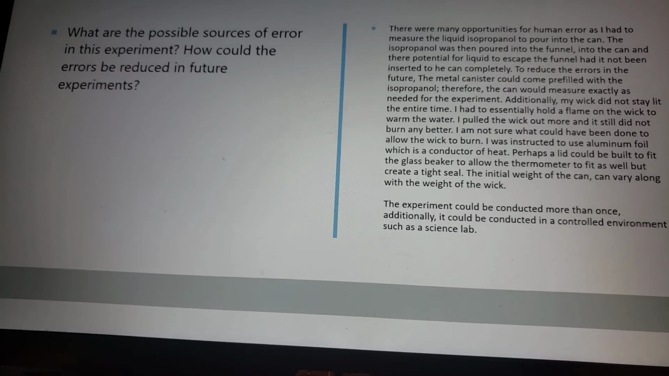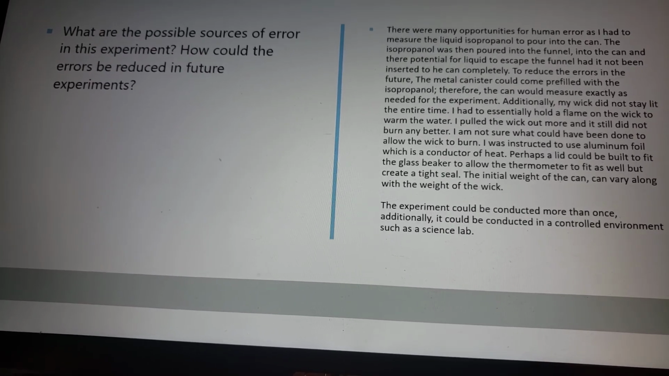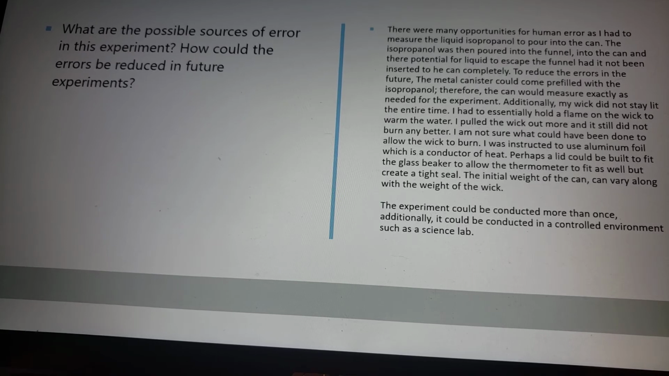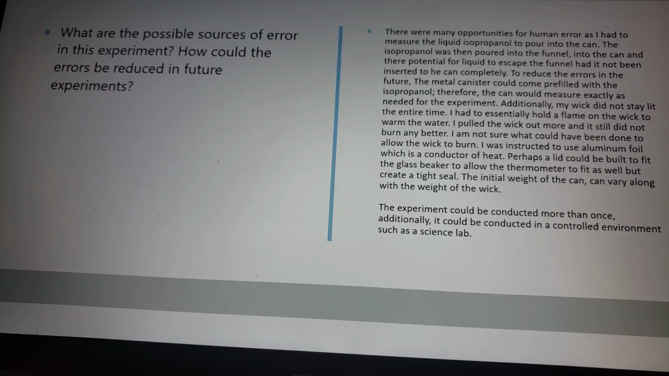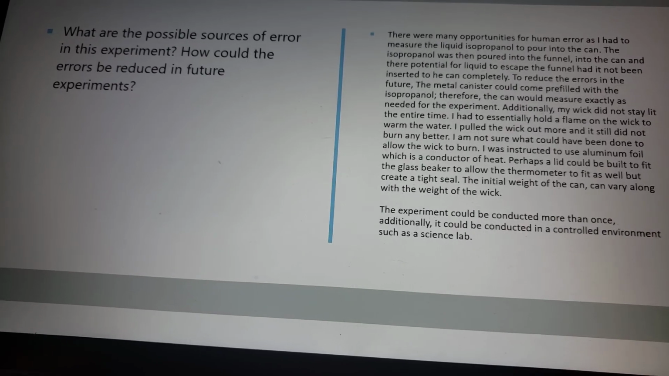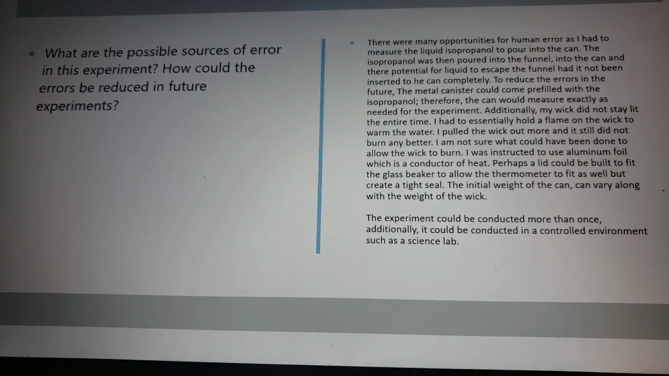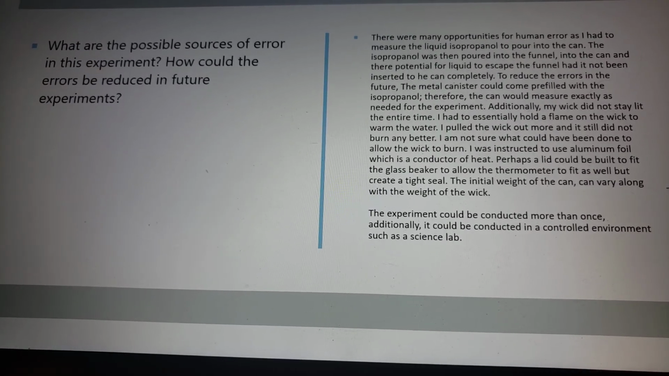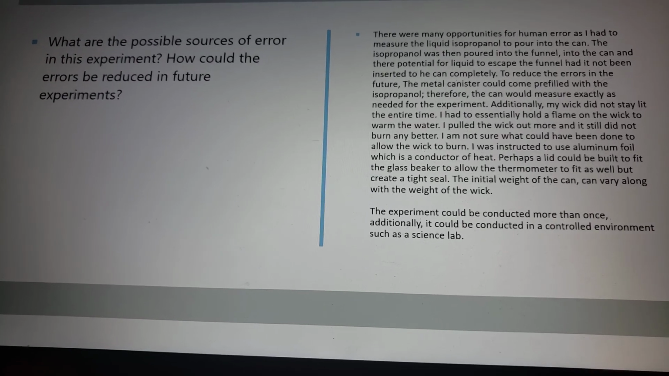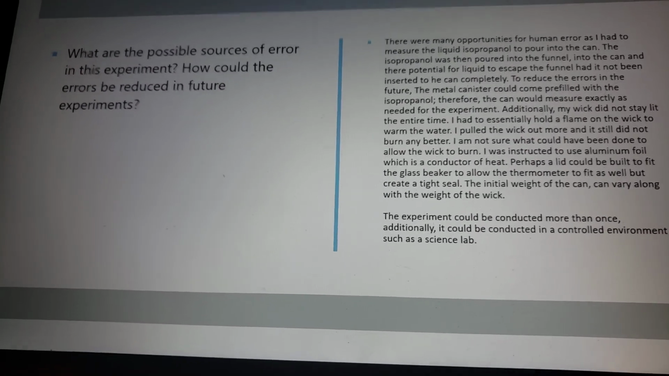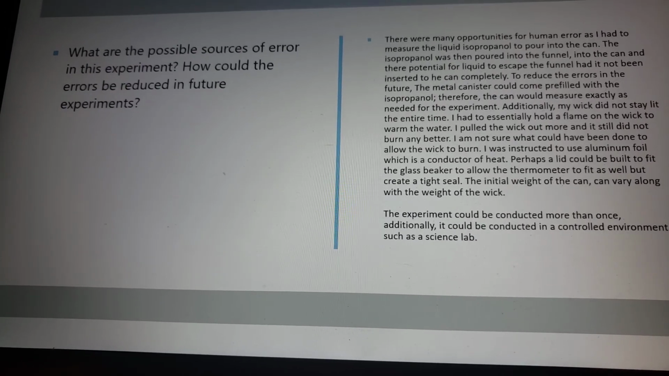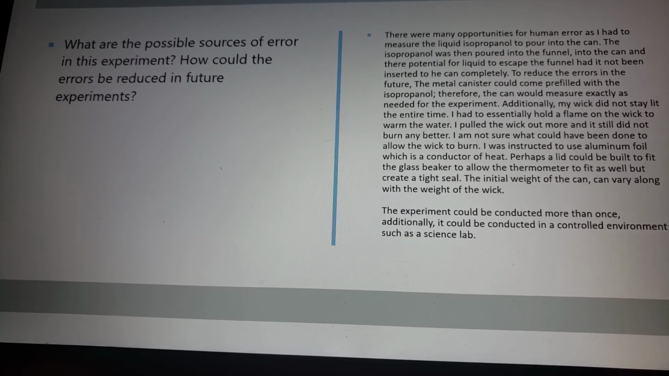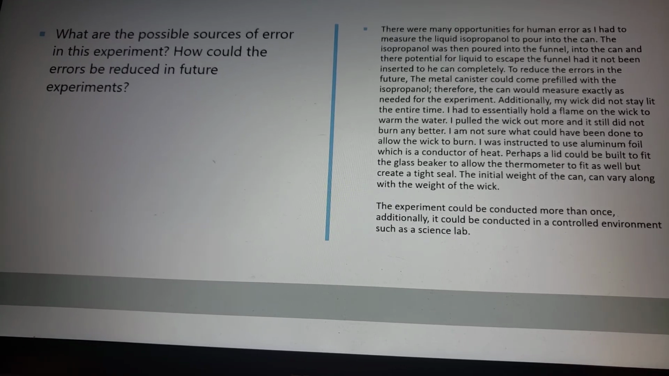I was instructed to use aluminum foil, which is a conductor of heat. So perhaps a lid could have been built to fit the glass beaker to allow the thermometer to fit as well, to create a tight seal. With that aluminum being a heat conductor, it could have increased the temperature of the water, not necessarily by a full Celsius degree. However, it definitely could have made a difference or an impact to the overall temperature.